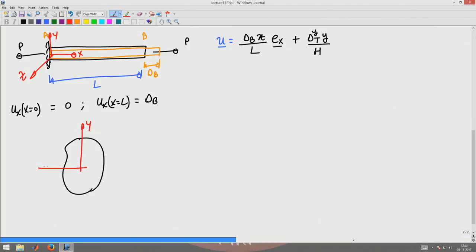wherein I have some arbitrary cross section with y and z like this, and I am assuming that this distance is h, and that this width is going to be b. Then I can write the displacement field as delta B x by L E x plus delta t y by h E y plus delta t z by b into E z.